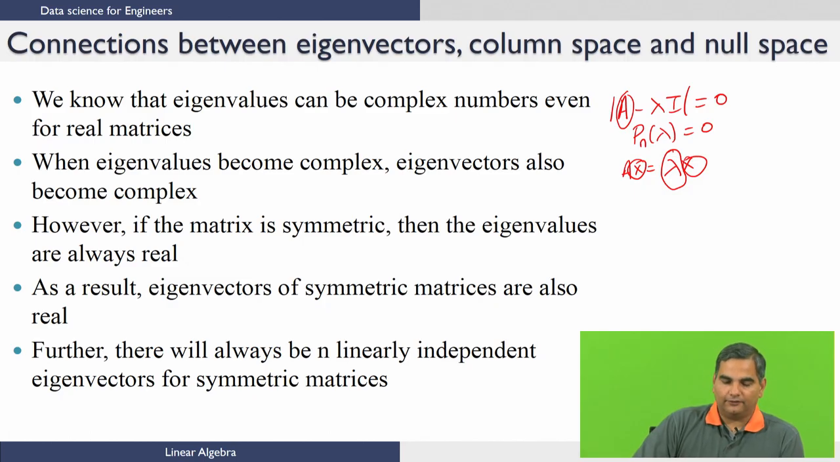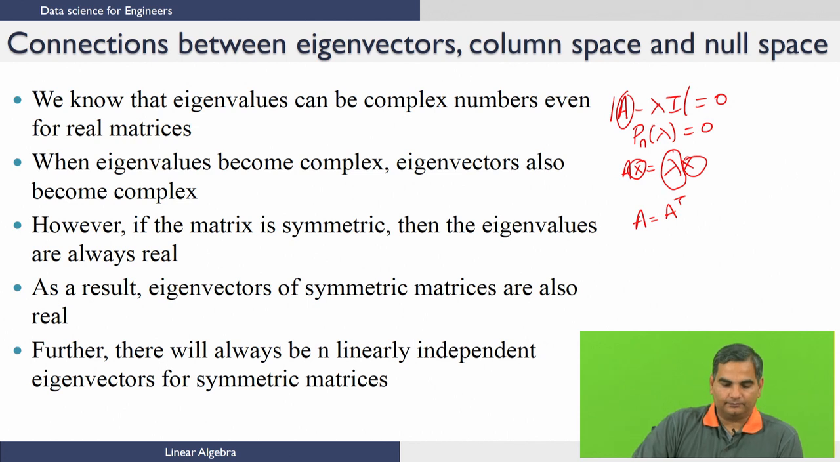However, if the matrix is symmetric, and symmetric matrices are of the form A equal to A transpose, then there are certain nice properties for these matrices which are very useful for us in data science. We also encounter symmetric matrices quite a bit in data science. For example, the covariance matrix turns out to be a symmetric matrix, and there are several other cases where we deal with symmetric matrices. So, these properties of symmetric matrices are very useful for us when we look at algorithms in data science.